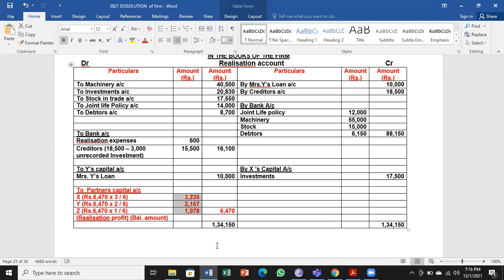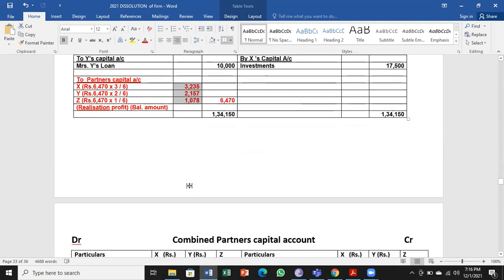Even 1 rupee variation should not be found there. So that is why we have to do the total and check. So if you do the total and check, it is the same. Yes, sir, it's right. 6,470. Yeah, we have to check. Even 1 rupee variation, it will not tally at the end. So we have to check.